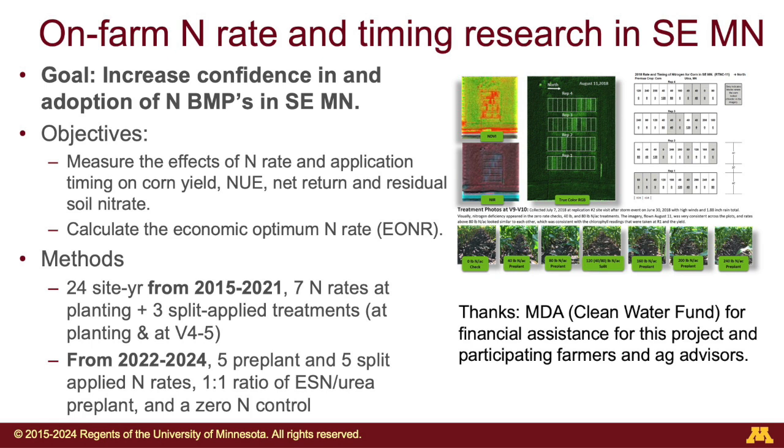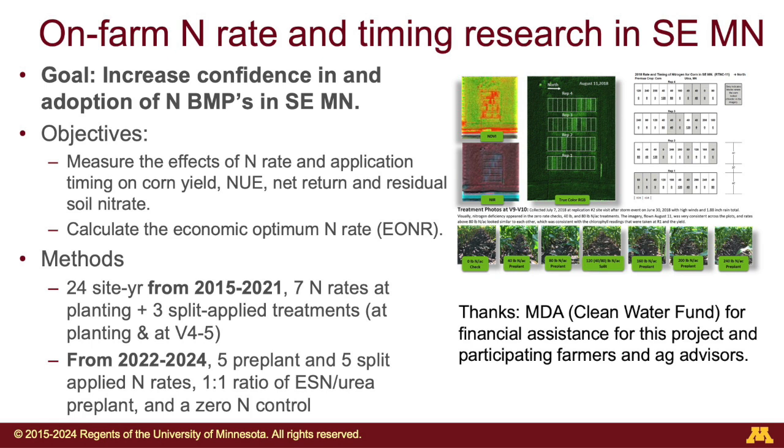They're very similar. So the methods of this study, from 2015 through 2021, we had 24 site years on farmers' fields. There were 7 N rates plus 3 split application treatments, and the split applied treatments were applied at V4 to V6 typically, somewhere in there.